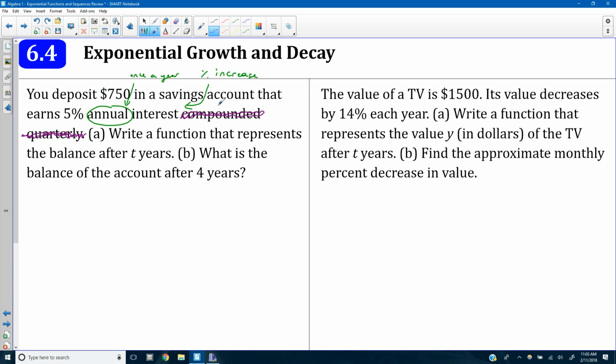You deposit $750 in a savings account that earns this much. Okay, deposit $750. This is how much you start with. It's a starting amount.